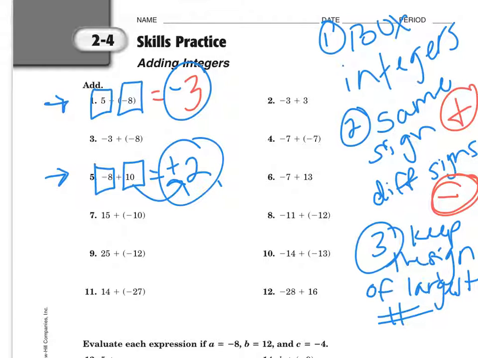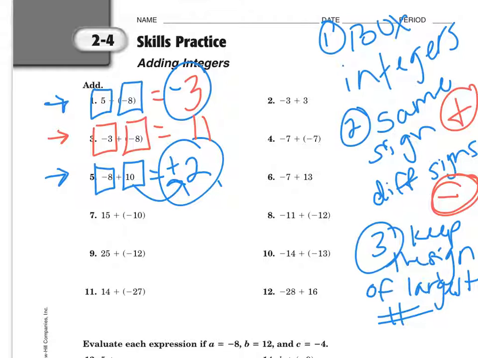Let's look at something like number 3. Step 1, box your integers. Step 2, same signs or different? Well, negative 3, negative 8, same signs. So we're going to add. What is 8 plus 3? It's 11.